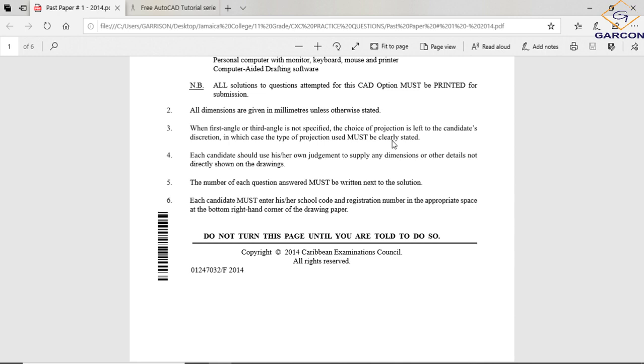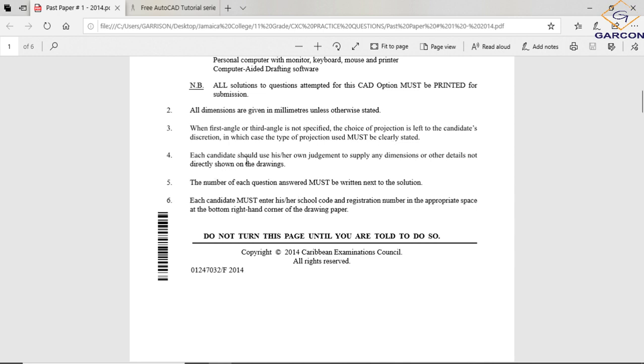plan and front, right? However, you use the projection symbol to tell if it is first angle or third angle, because the difference between first angle and third angle is that in third angle, the plan is at the top and the front is below. In first angle, the front is at the top and the plan is below. So we use the projection symbol to figure out what type of projection and what views are given. Good.